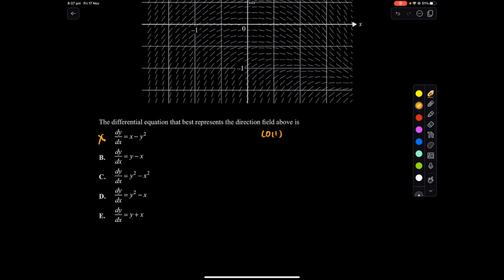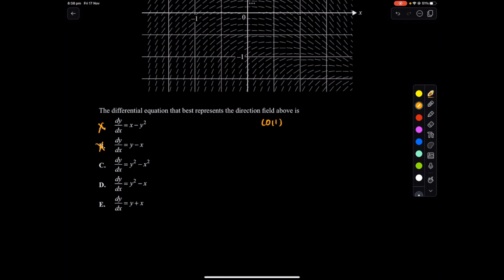Next one is saying y minus x. So let's try that. So 0 minus 1. Again, it'll give me negative 1 as a slope, so also that's wrong. What about C? If I subbed in 1 squared minus 0 squared, which is 1, that's a positive slope, that's good. What about D? If I subbed in also 1 squared, yep, so D also works, and also E works.